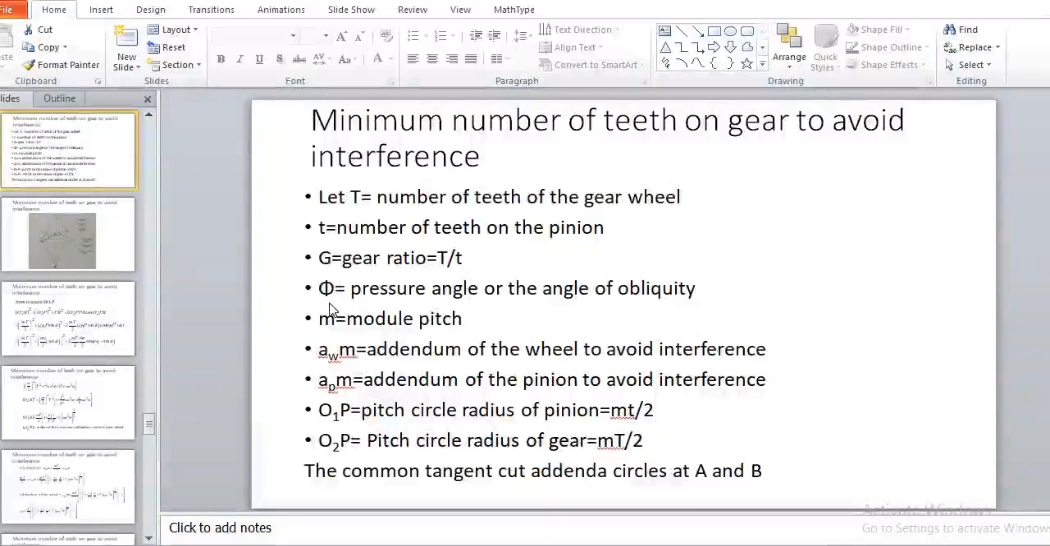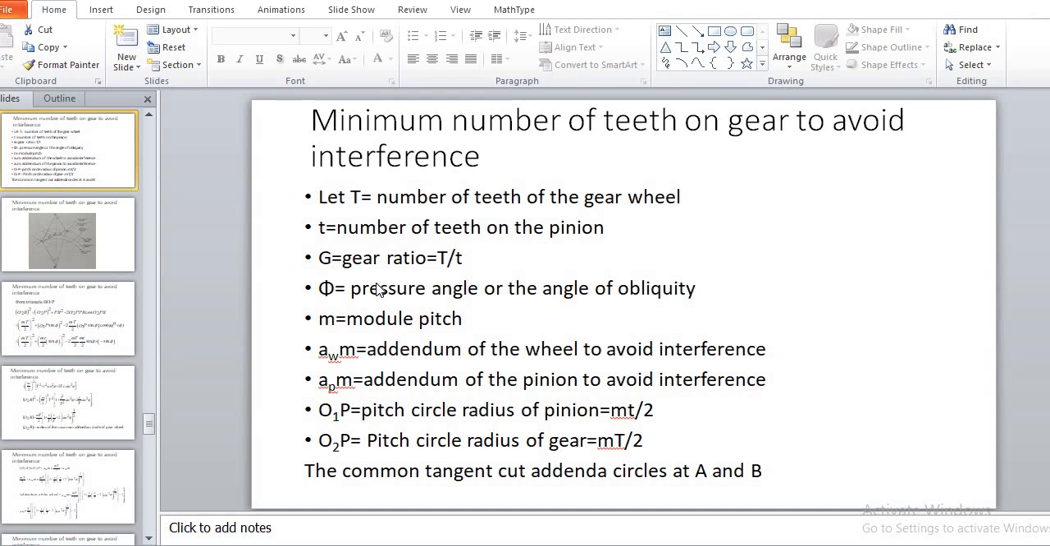We derive the equation for the maximum addendum radius for the pinion and for the gear. Now in this video we find out the minimum number of teeth on the gear to avoid interference.